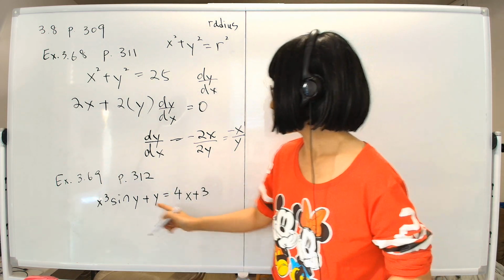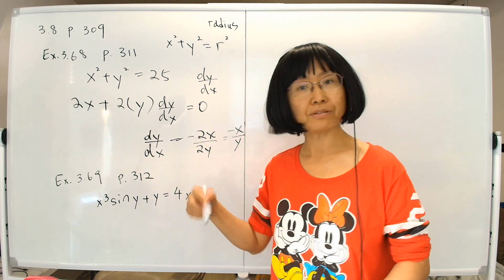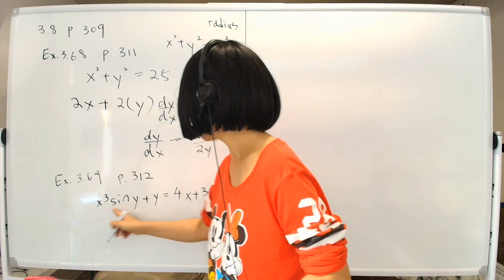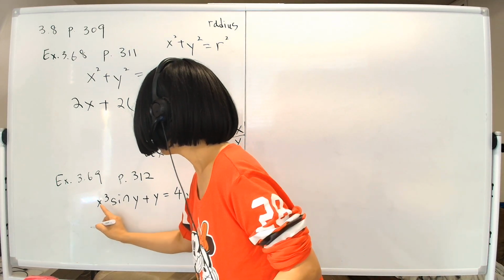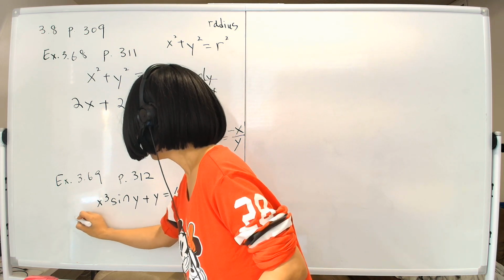So let's do that. Right now you have a product here, so we will use the product rule on this part of the story, which is to take the derivative of this one first.